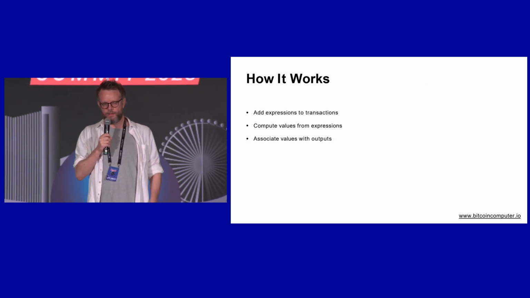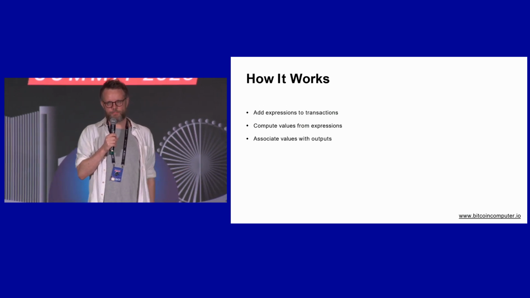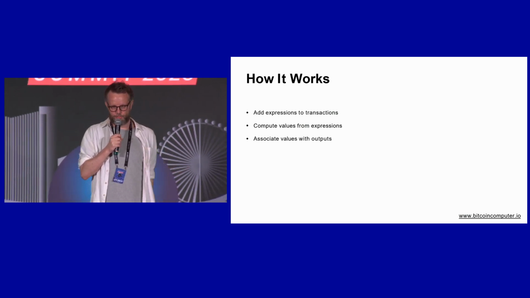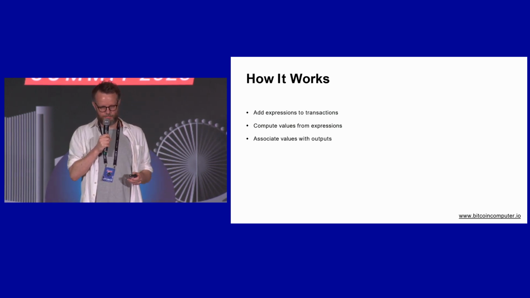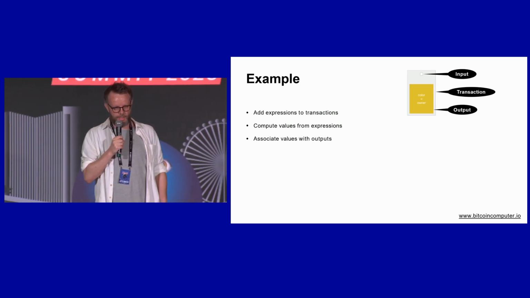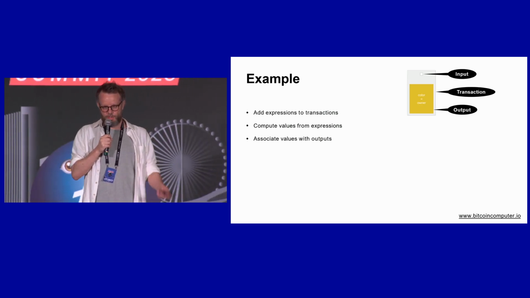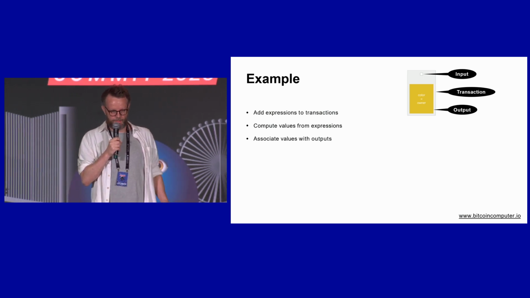It's very simple. Users just add expressions to transactions. The expressions are usually little snippets of JavaScript code or any programming language. Then you compute a value from these expressions, and you associate the values with the outputs. Let me give you an example. Here you see a transaction with an input and an output, and on these slides we symbolize the owner of an output by its color.